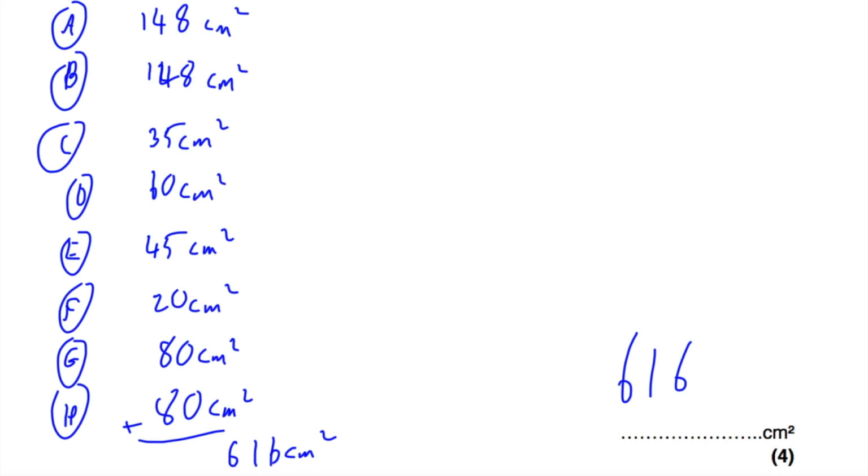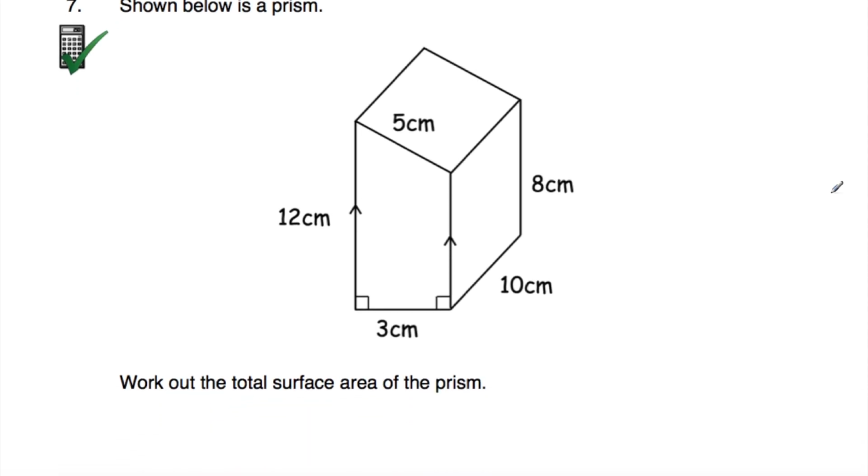Okay, let's look at our next question, question number 7. So question number 7, we've got this prism. It's a trapezoid prism. We've got a trapezium as the cross section. And as you can see, it's a prism because each of the cross sections are the same. And we've been asked to work out the total surface area of this prism.